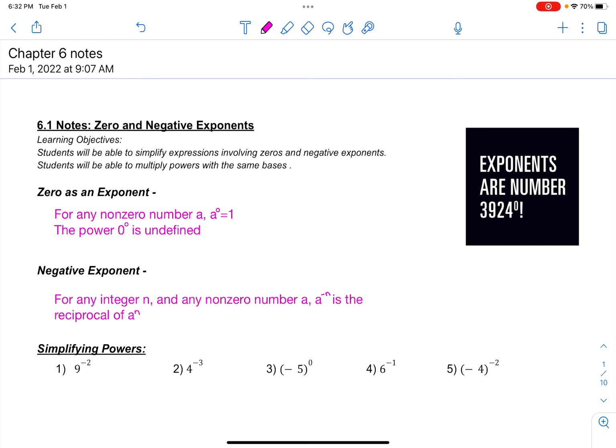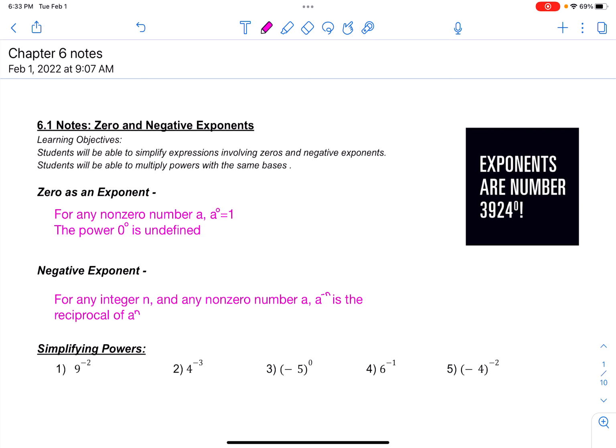And then we have the idea of a negative exponent. So this says for any integer n and any non-zero number a, a to the negative n is the reciprocal of a to the n. So that gets a little confusing because you've got a lot of letters going on in there. But a is just a number. So imagine that as like 2, 5, 17. And then same for n. That can be any number. 2, 3, 4.